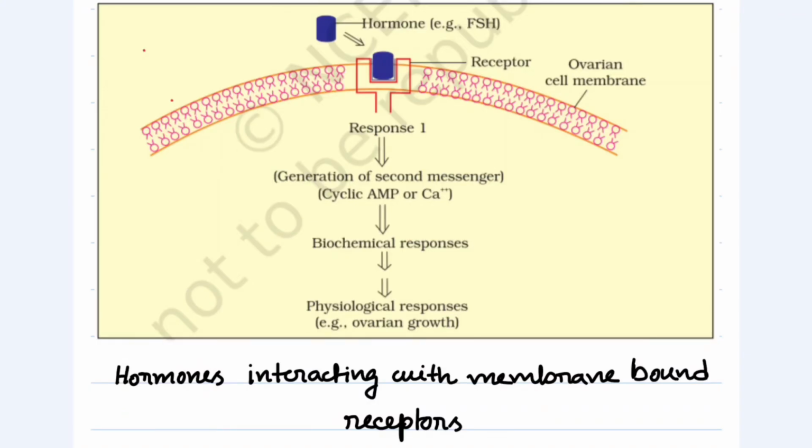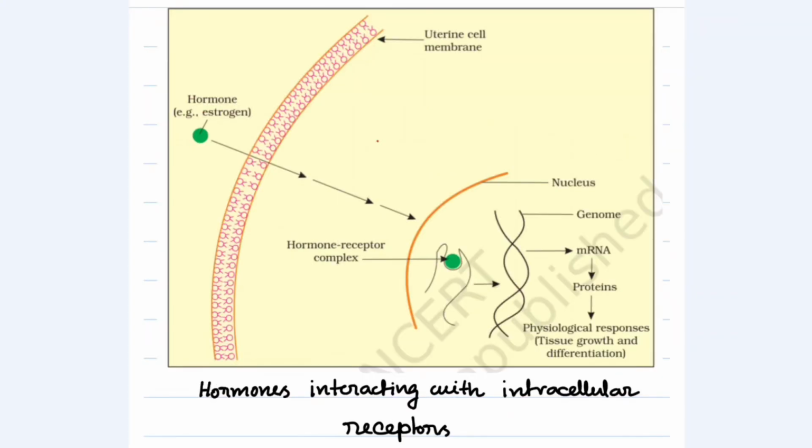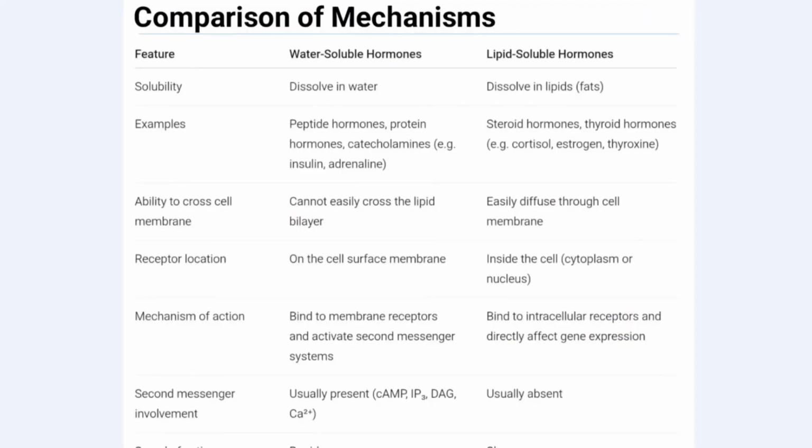Here are some photos that are taken from the NCERT. Here you can see hormones that interact with the membrane bound receptors. It means these are the hormones which are water soluble, which cannot cross the lipid bilayer of the cell membrane. This photo is of those hormones which interact with intracellular receptors. It means these hormones are lipid soluble hormones which directly enter into the cell.